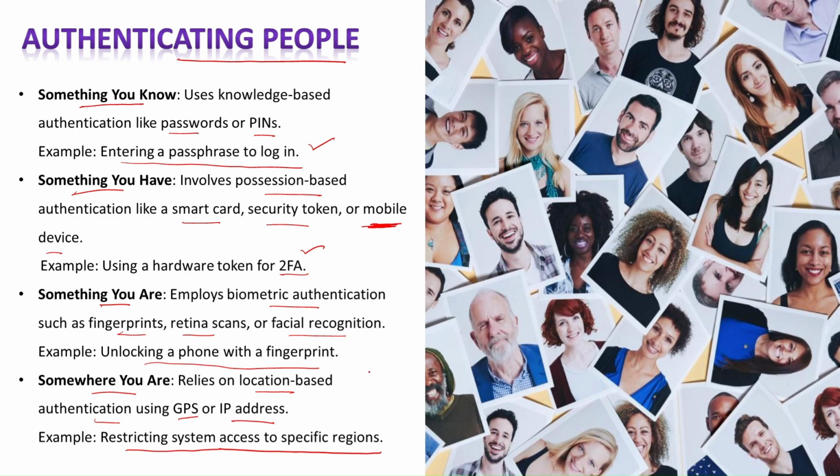For example, let's suppose the ISC2 organization has the isc2.org website. ISC2 can restrict this website to a specific region. For example, it may be inaccessible in country X, and users from this region cannot access the website. So this type of authentication is based on somewhere you are.